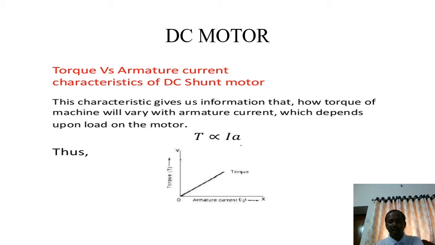Torque versus armature current Ia. T, torque, armature current Ia. So you will get this graph, a straight line passing through the origin. Torque versus armature current.